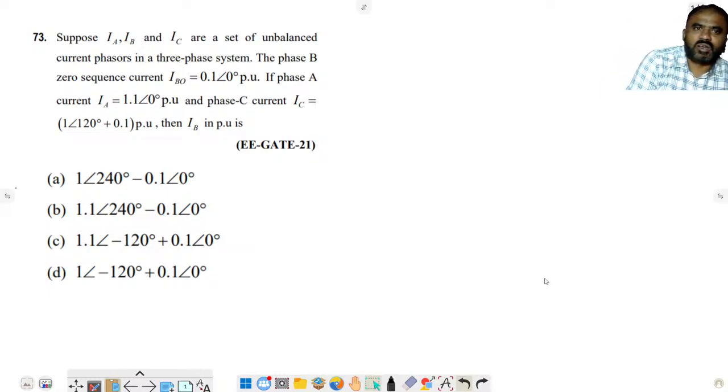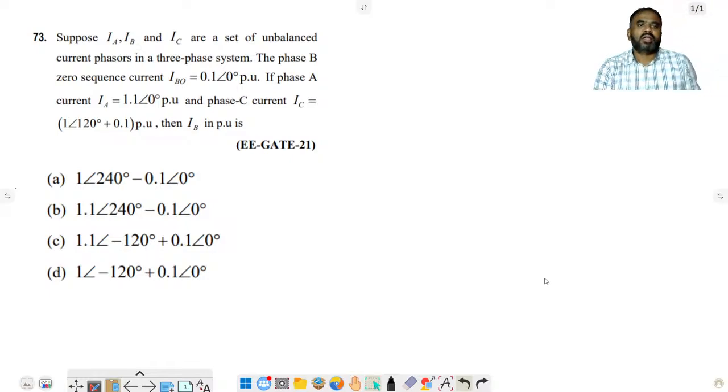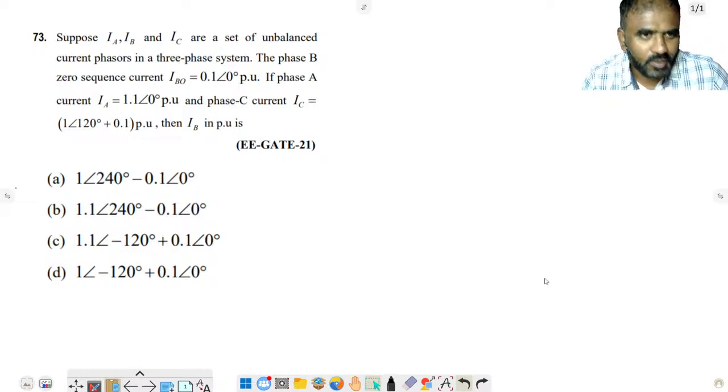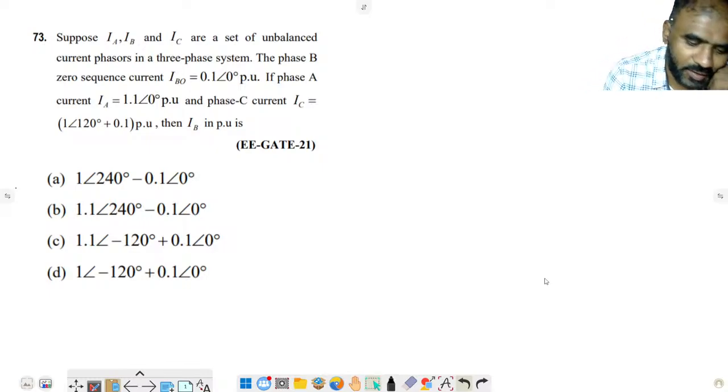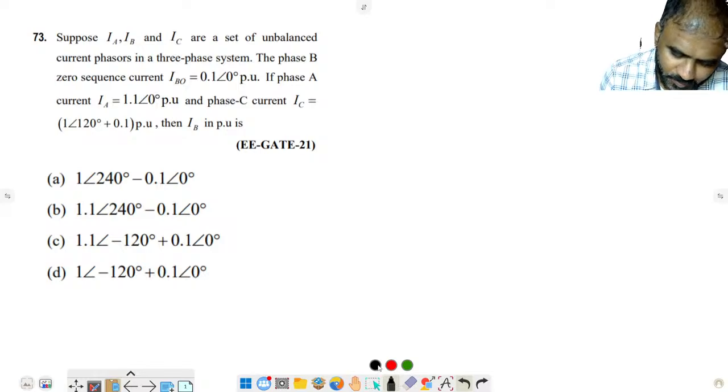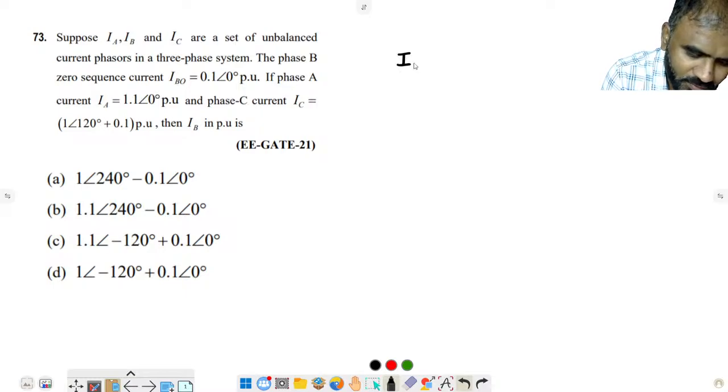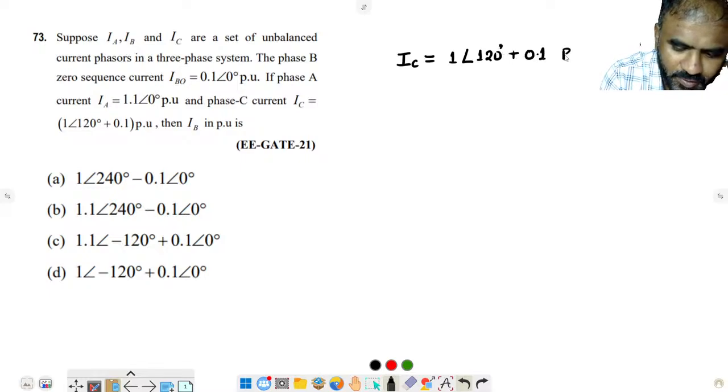Suppose IA, IB, IC are a set of unbalanced current phasors in a 3-phase system. The phase B zero sequence current is given. If phase A current is also given and phase C current IC is given, then what is IB in per unit? You know what is given here? IA given, IC given, IB not given. Okay, if you notice here, IC is given, right? What is IC? 1 at an angle 120 degrees plus 0.1 per unit.